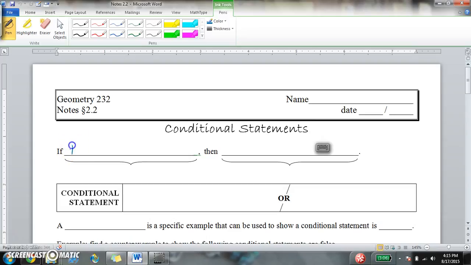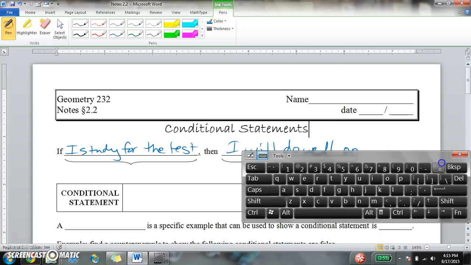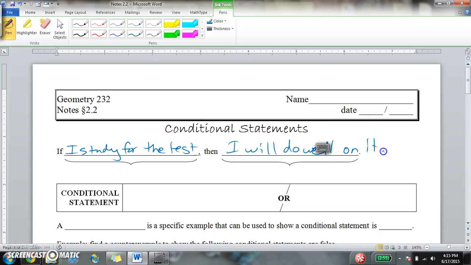So for example, if I study for the test, then I will do well on it. We call this first part, the part that comes after if, the hypothesis. And the part that comes after then, we call that the conclusion.